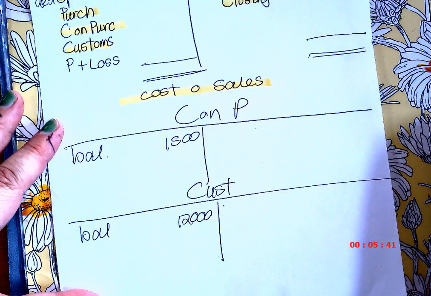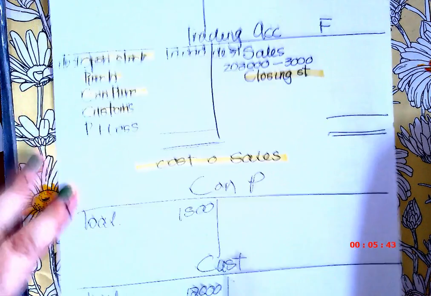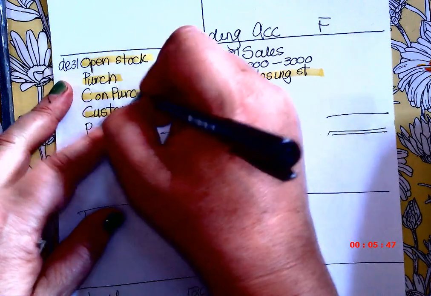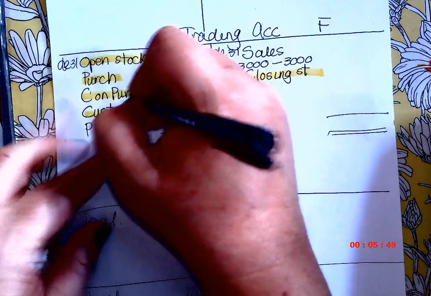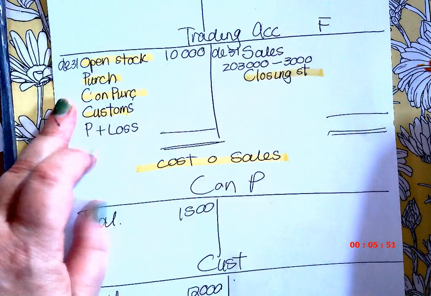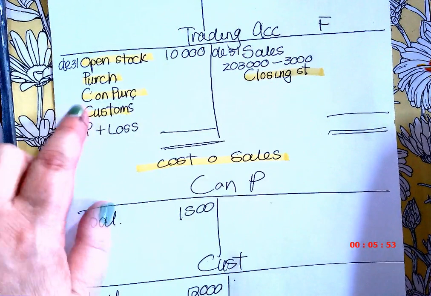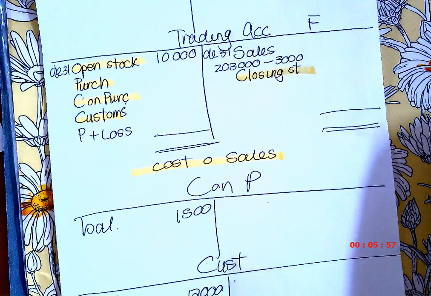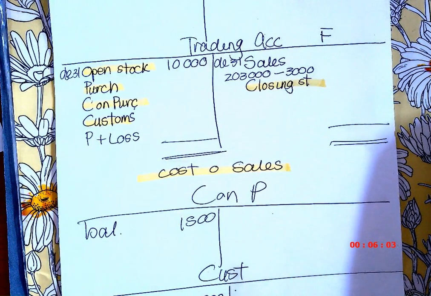nine point five times out of ten, they will only ask you the trading account. So then you're going to show carriage on purchases as a little calculation. So you would actually say there 1,005, 12,000, and then do the plus minus thing in a bracket. But I'm going to do the T for you so that you can see how it works.